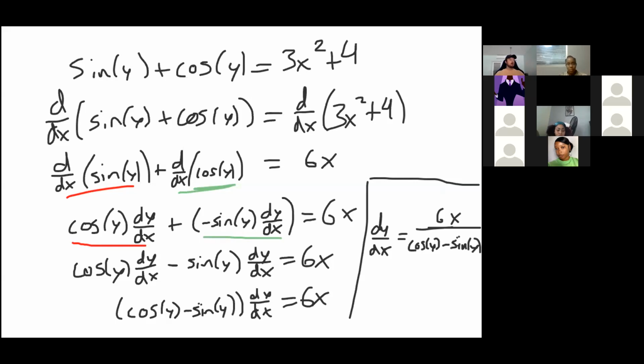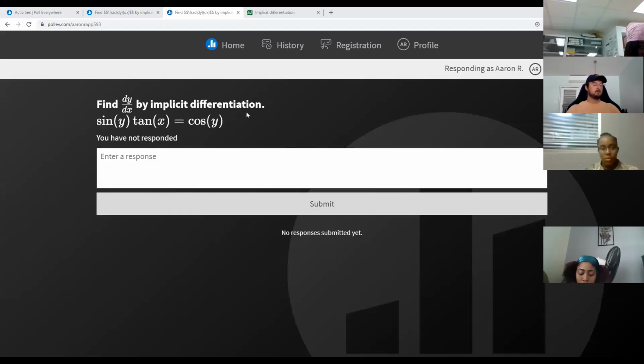Okay, so go back to Poll Everywhere. We've got one more problem. Okay, so I want y'all to again find dy over dx by implicit differentiation. And the equation that we're given is sine of y times tangent of x is equal to cosine of y.